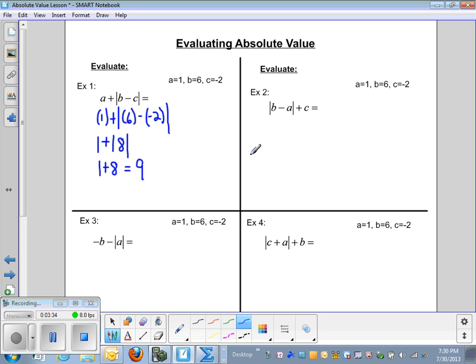Example 2. The absolute value of 6 minus 1 plus a negative 2. 6 minus 1 is a positive 5. The absolute value of 5 plus a negative 2 is minus 2. The absolute value of 5 is 5 minus 2 equals 3.